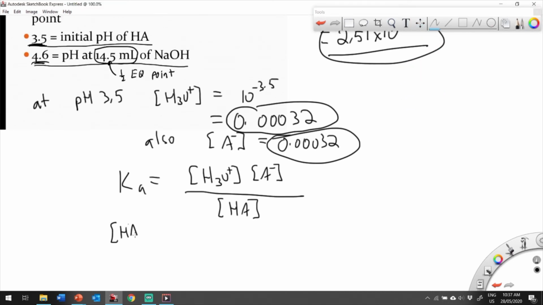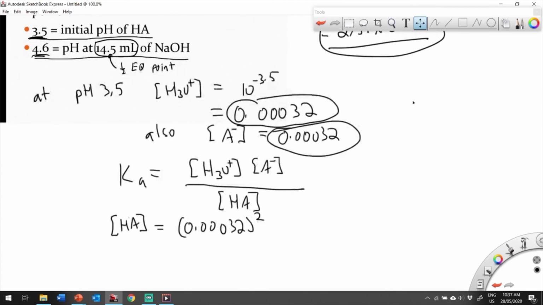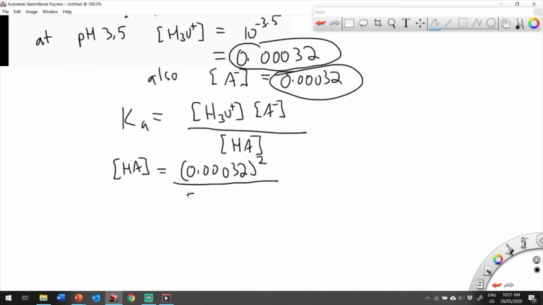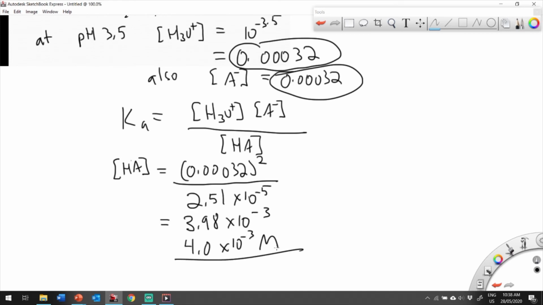So the concentration of my weak acid will then be 0.00032 squared, because there's two of them, divided by 2.51 times 10 to the negative 5. And putting that in our calculator, we get a concentration of 3.98 times 10 to the negative 3. Or I guess with two significant figures, 4.0 times 10 to the negative 3. And there's the concentration of our weak acid.